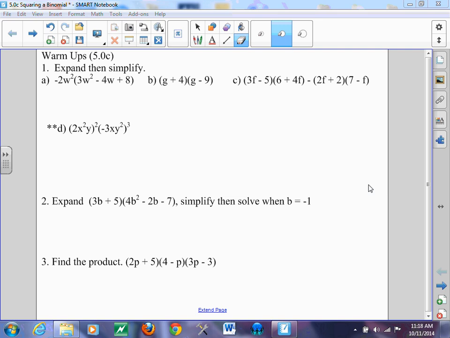Today we're going to learn about squaring a binomial. This is a new one, and we're going to relate it to the FOIL, or multiplying binomials, that we talked about last class. So we're going to do the warm-ups, ladies and gentlemen.